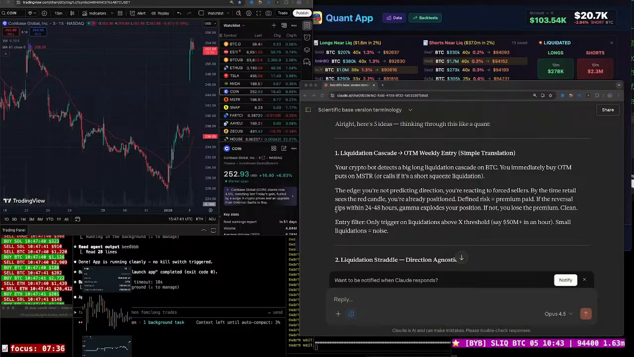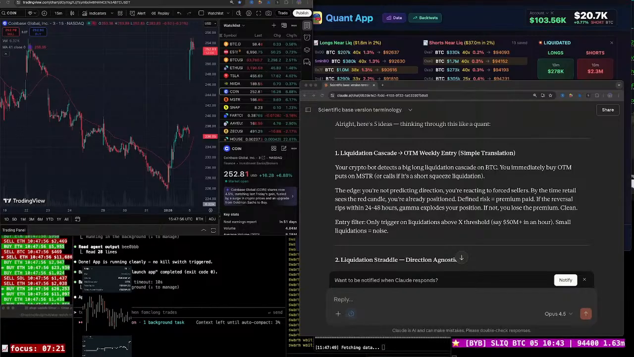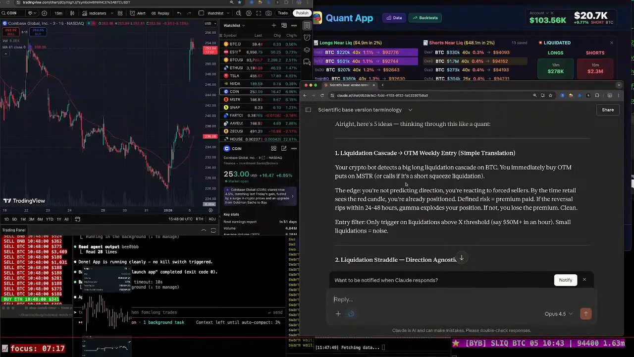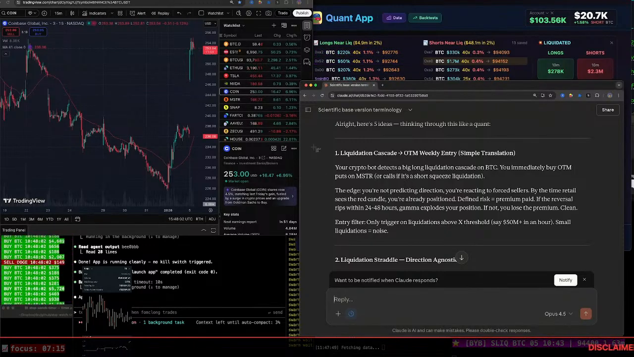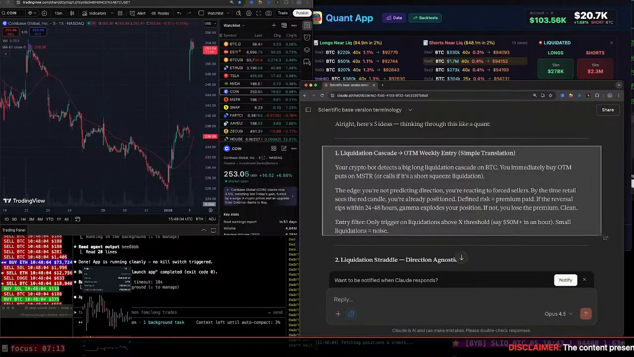By the time retail sees the red candle, you're already positioned. Defined risk equals premium paid. If the reversal rips within 24 or 48 hours, gamma explodes your position. If not, you lose the premium clean. I like this actually. So it would just be on a smaller liquidation. I'm waiting for people to get liquidated for like $1 million, $2 million, but what about at smaller position sizes? I like that. Good idea.